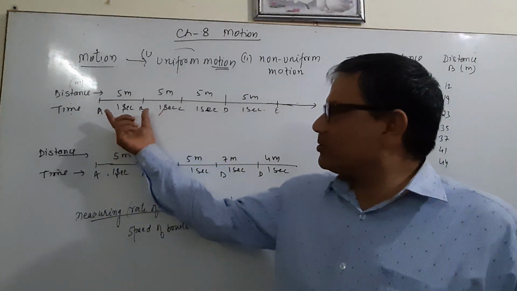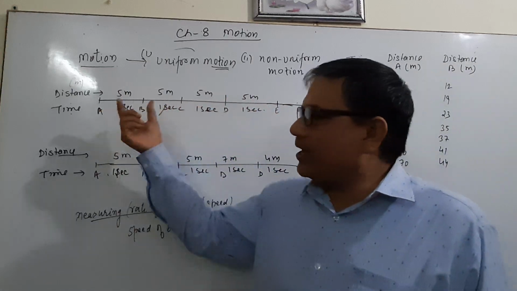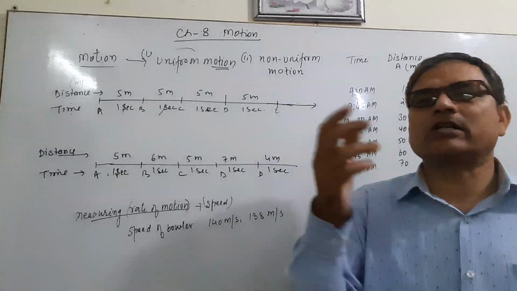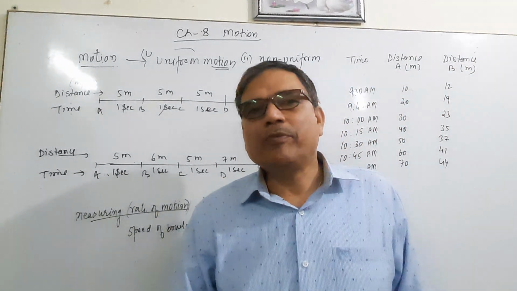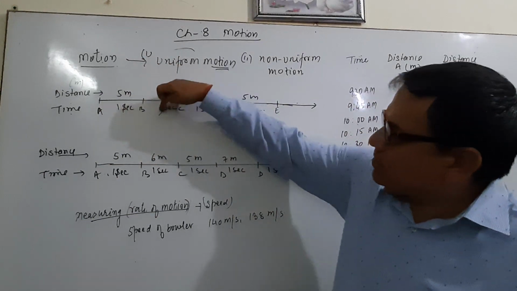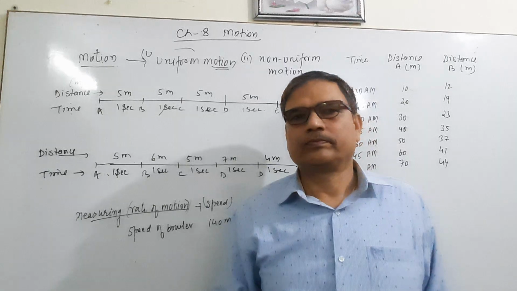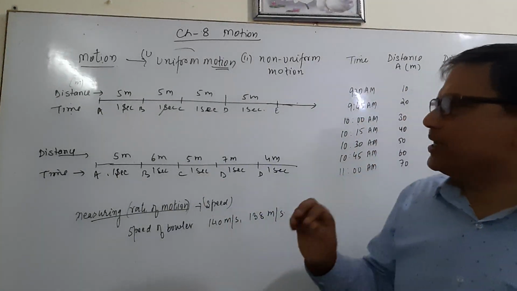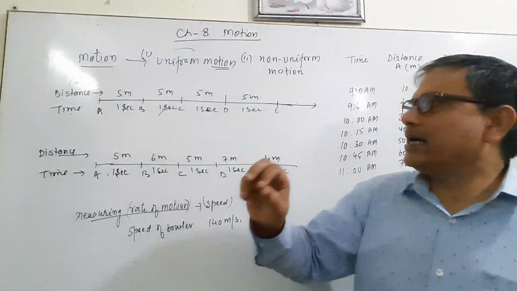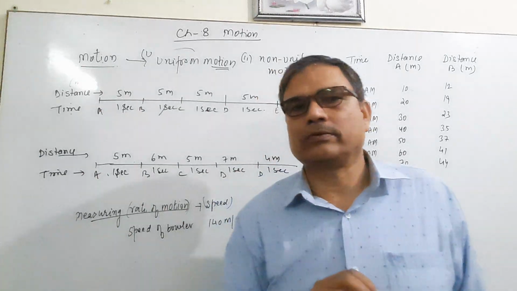If we check, the distance between two points is the same and the time taken by the object to cover the same distance is also the same. It means an object covered equal distance in equal intervals of time. When an object covers equal distance in equal intervals of time, that type of motion is known as uniform motion.